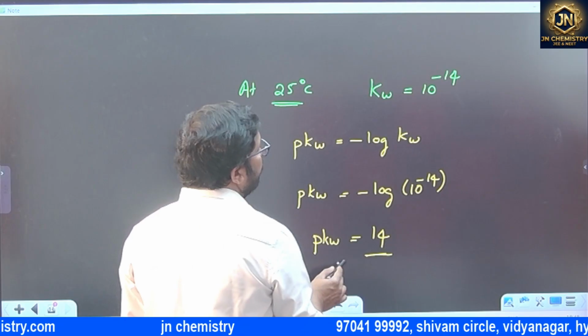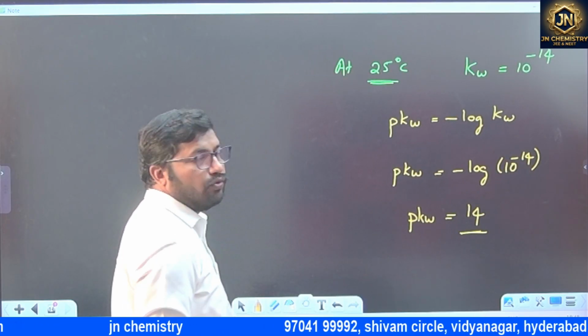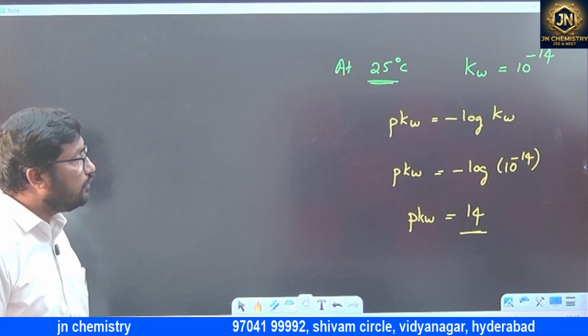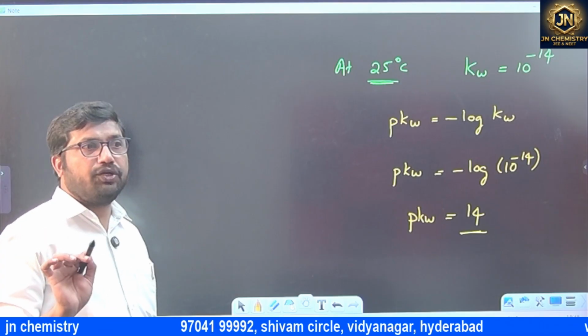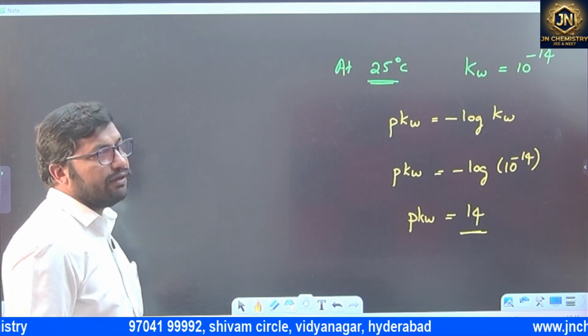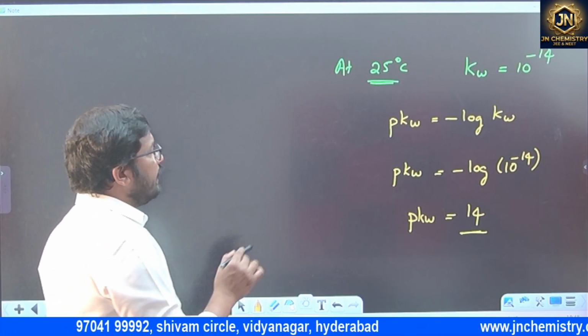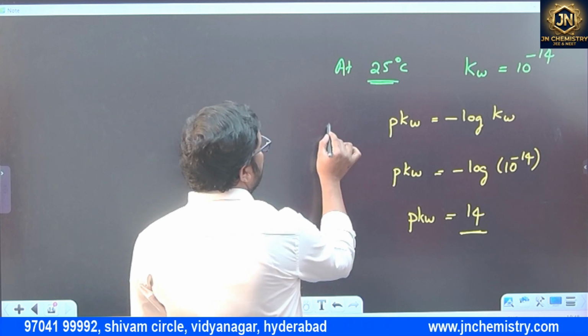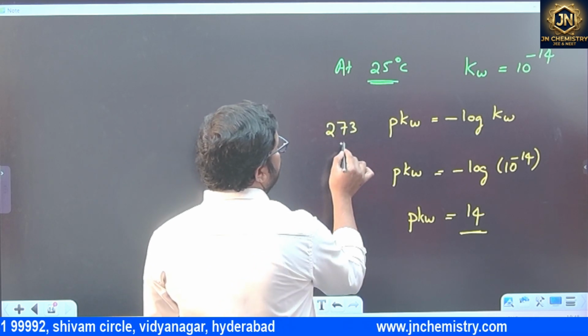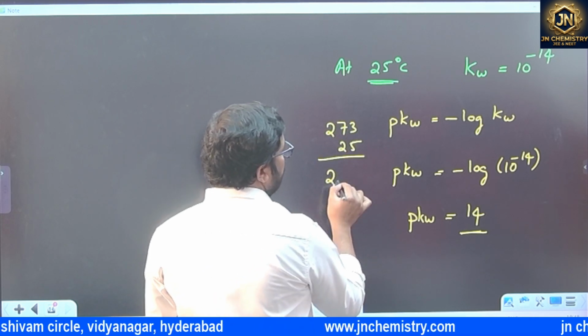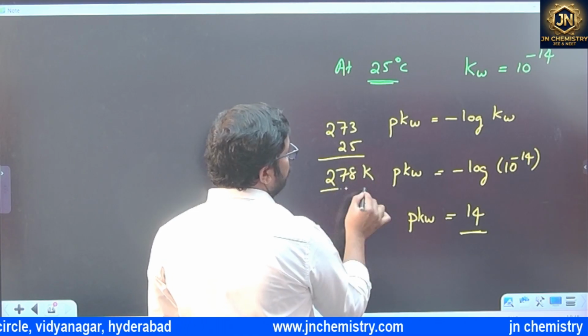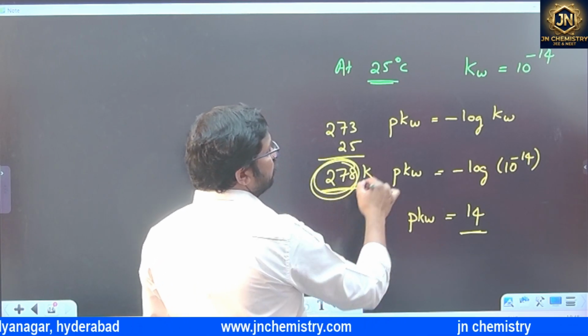This pKW value 14 is at what temperature? Particularly 25 degrees centigrade or 298 Kelvin. 273 is normal plus 25, right? 298 Kelvin. At 298 Kelvin only.